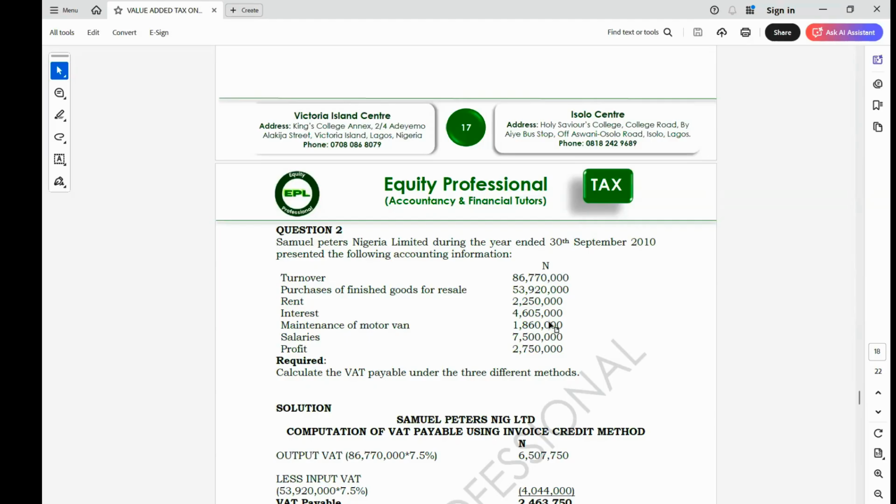So the next one, salaries. What type of expenditure is that? What category of expenditure is that? Revenue. Is it direct or indirect? Indirect. It's indirect, so it's not going to form part of our expense.